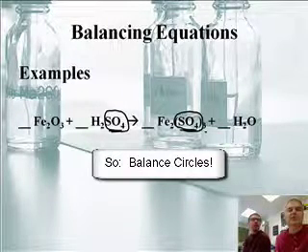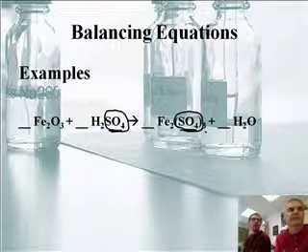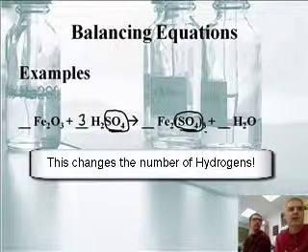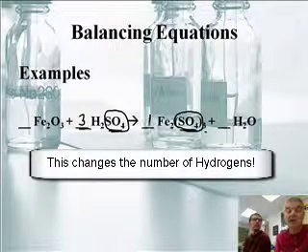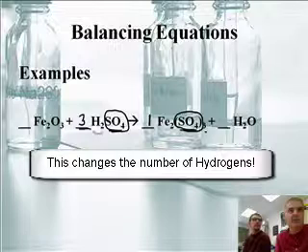All right, so what should we do first? Put a 3 in front of the H2SO4. Why? Because we have 3 circles on the right, we need 3 circles on the left. So if I put a 3 here, that's like having 3 circles. That fixes this one, and that makes this have to be a 1, right? But that's going to now mess up my hydrogens.